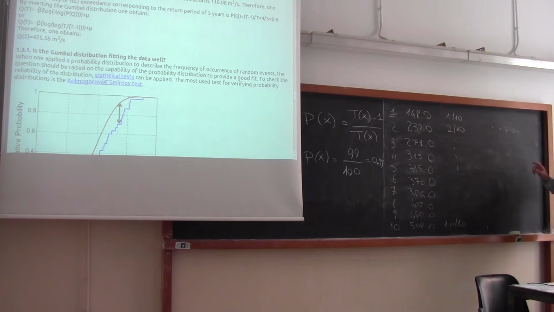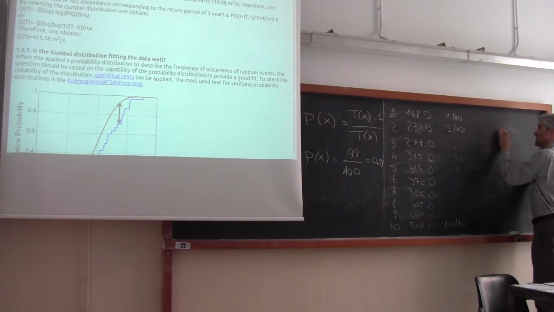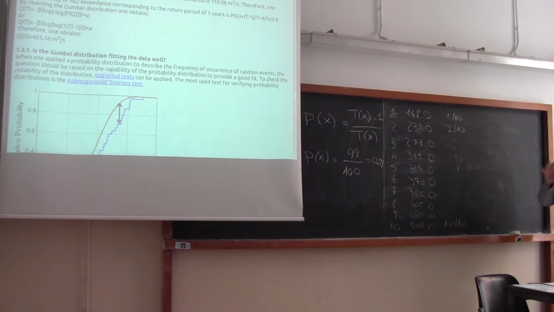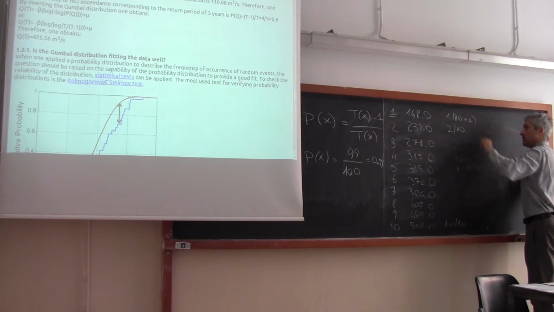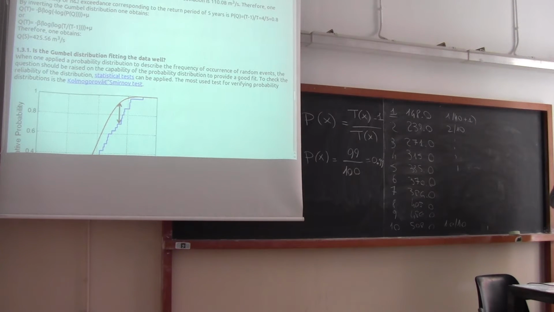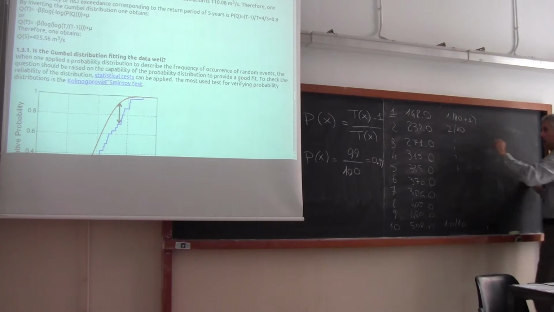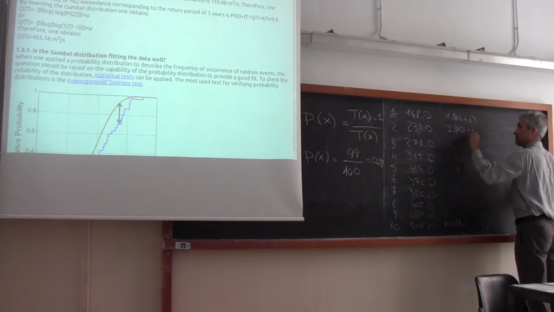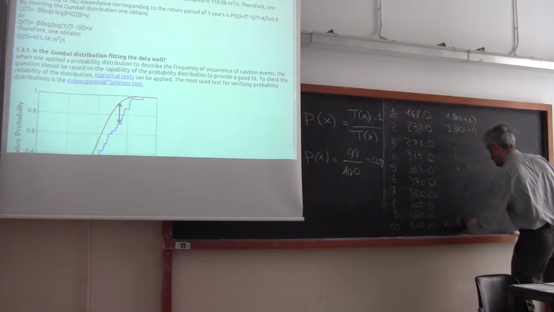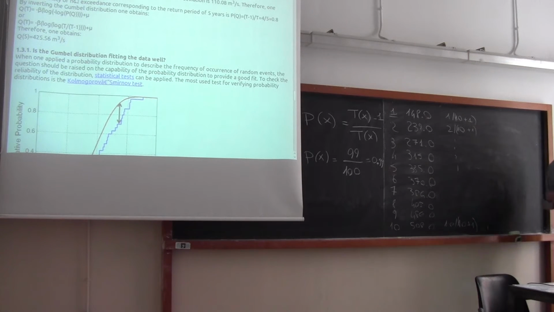Okay? But the literature tells us that, in order to take a safety factor, we divide by capital N plus 1. And then here again capital N plus 1, and here again capital N plus 1. So 11. Why is that? Because for the highest one, in doing that, you avoid getting an estimate of frequency of not exceedance equal to 1. And this would be physically incorrect.